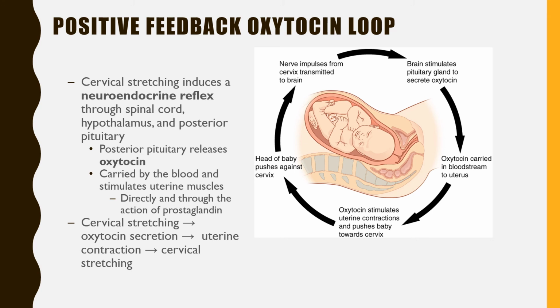And so you see that in the cartoon here, where you see nerve impulses from the cervix transmitted to the brain. Brain stimulates the pituitary to secrete oxytocin. Oxytocin in the blood to the uterus stimulates the uterus contraction, pushes the baby towards the cervix. Head pushes against the cervix, stretches it, more nerve impulses, and so on.